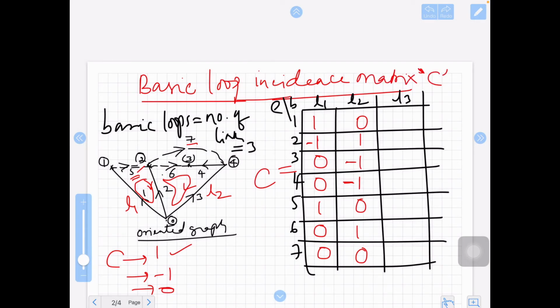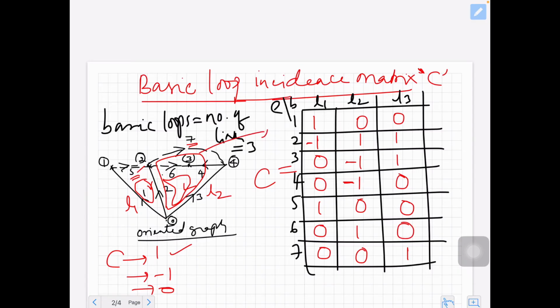So that means when we consider the 7th element, you will get the basic loop like this. It involves only the 3 elements, that is 2, 3, 7. The remaining elements are not touching the basic loop L. This basic loop is the L3 basic loop.